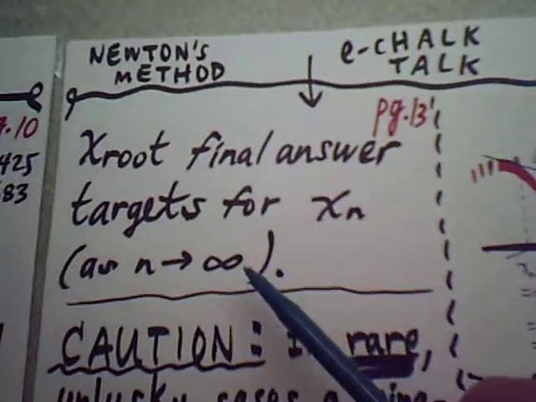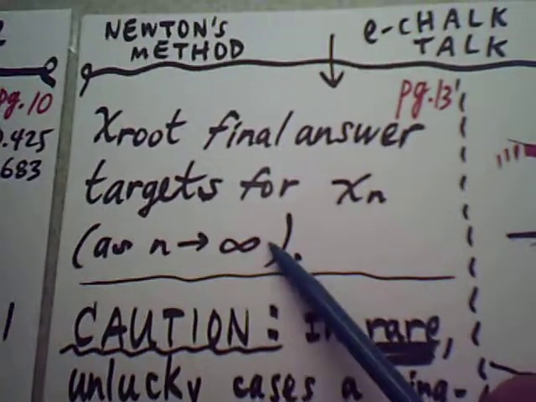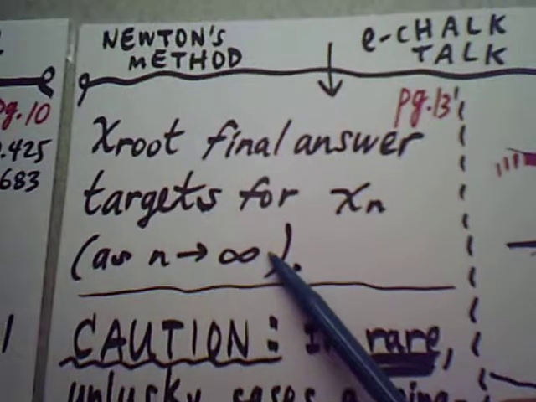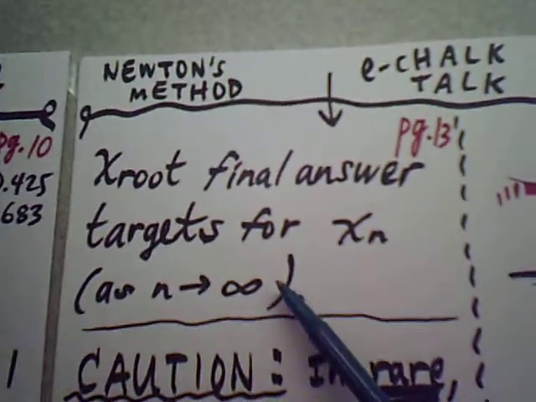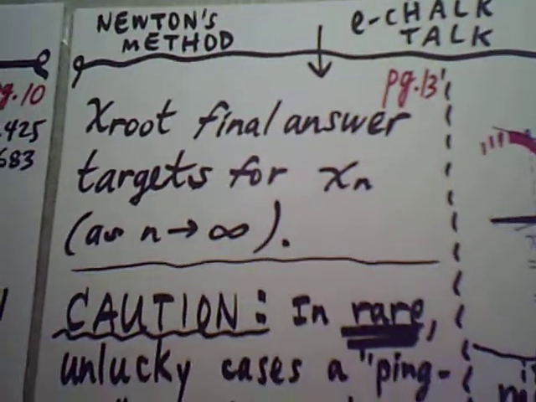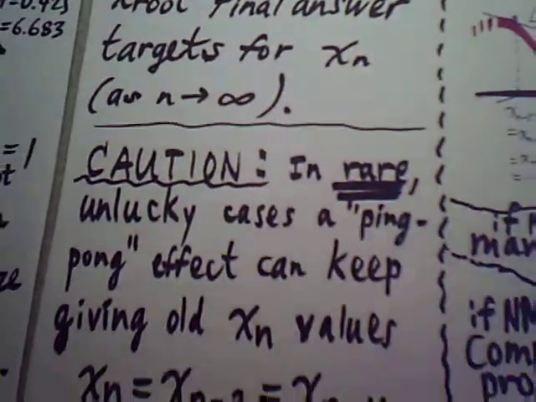Obviously, we don't have the patience or the lifespan to do an infinite number of calculations. Even the best computer would have problems with that. And so we just do as many as we think we need for a desired level of accuracy.